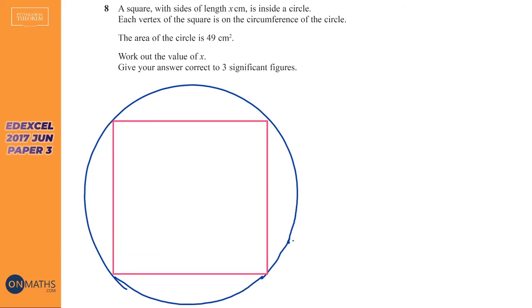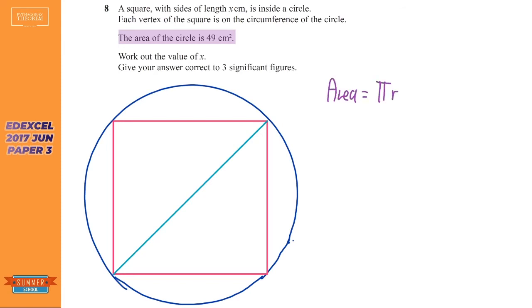We know the area of the circle. Now, what I do know about this square is that its diagonal is the diameter of the circle. And with this piece of information, the area of the circle is 49 centimeters squared, we can actually work out the radius because we know the area. So area equals pi r squared. If the area is 49 equals pi r squared, then I can get my lines in and work out what the radius is.